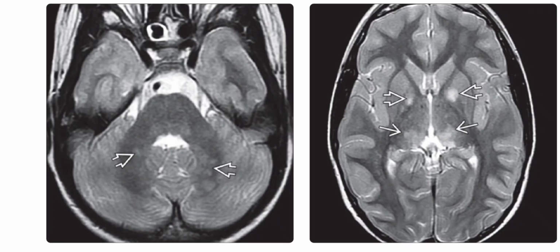Left is the axial T2 weighted MRI in a 7-year-old boy with neurofibromatosis 1, and it shows multiple ill-defined hyperintense foci in both cerebral peduncles.